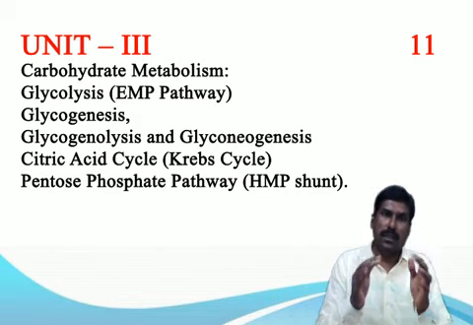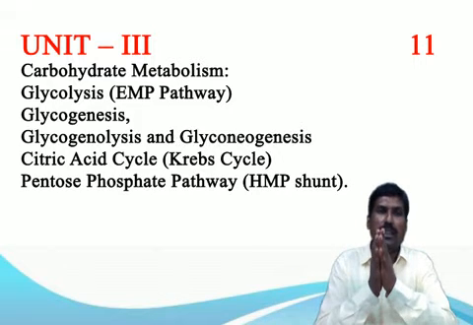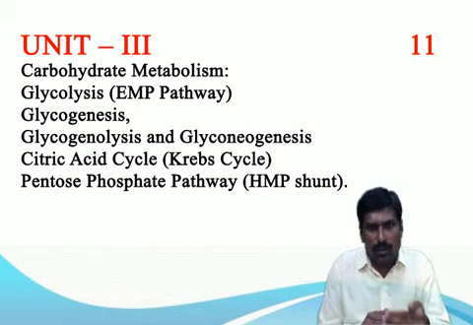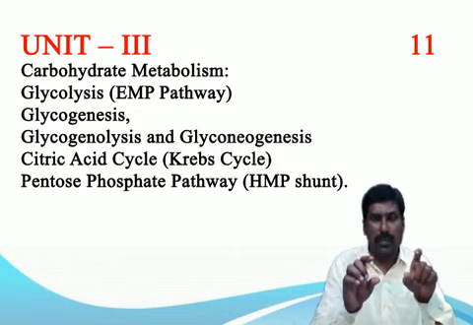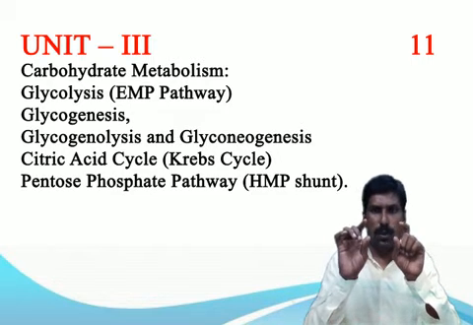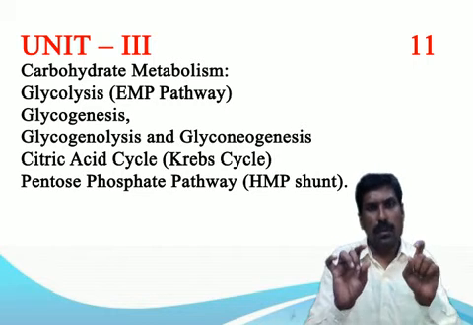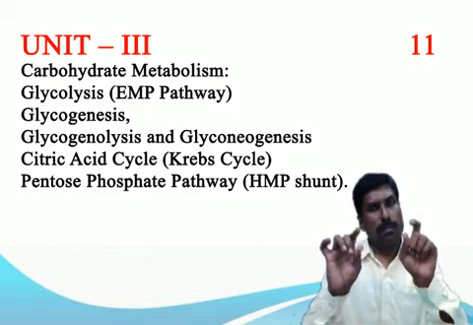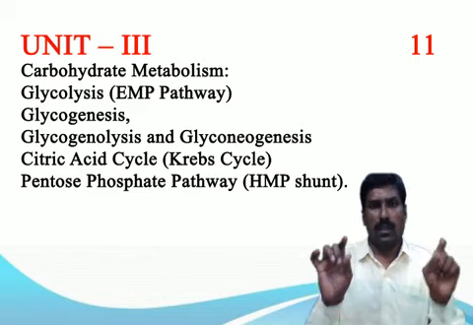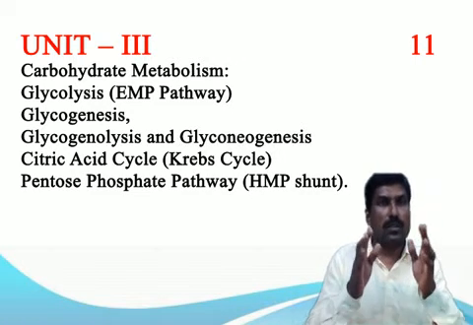In this point, we will see carbohydrate metabolism. We know glycolysis or EMP pathway. This EMP pathway allows the metabolic use of glucose to generate ATP, NADH, and several biosynthetic precursors such as 3-phosphoglycerate or pyruvate. The next point is glycogenesis.